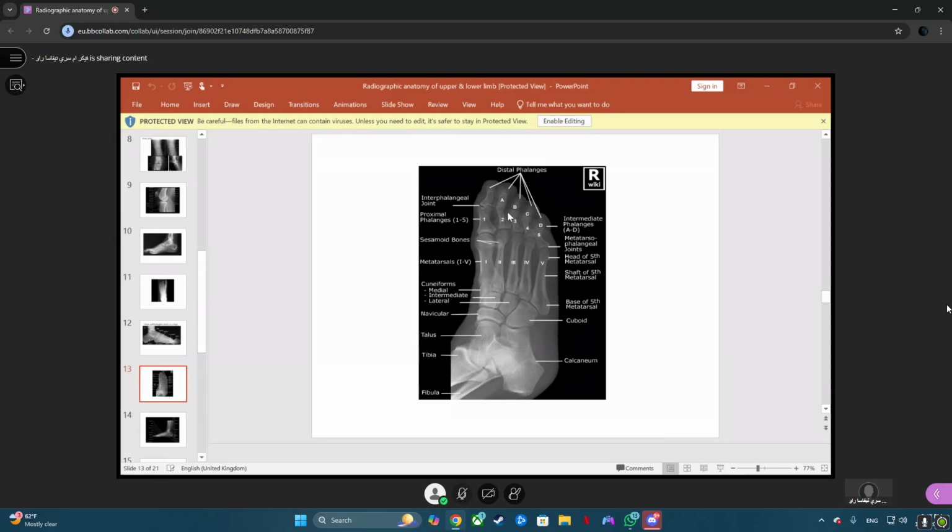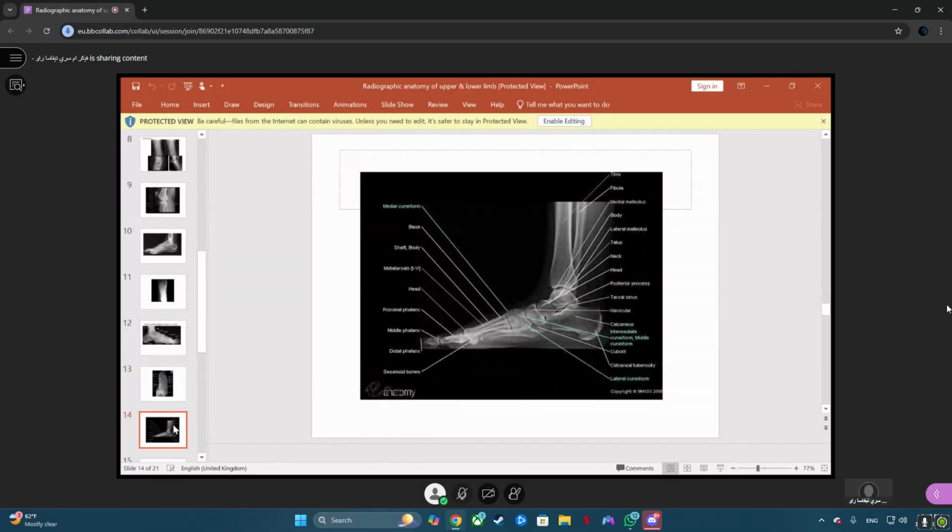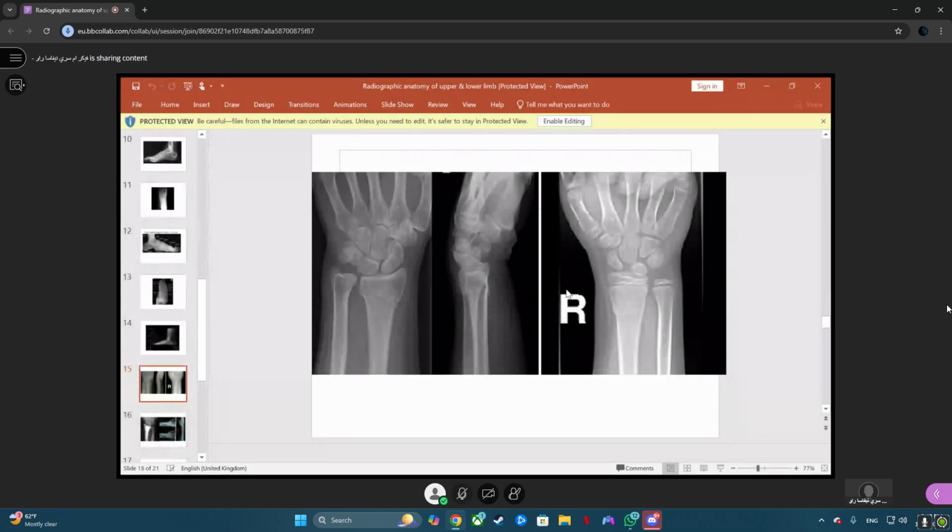Three phalanges are present. Here you can see there is a joint. This joint we call the metatarsophalangeal joint, and this is the interphalangeal joint. In the second toe, we have proximal and distal interphalangeal joints. Already you know this. This is just to name the bones. This diagram will help you. In the next diagram also, all the bones have been named. You can just go through this diagram. It is just a repetition of the previous.